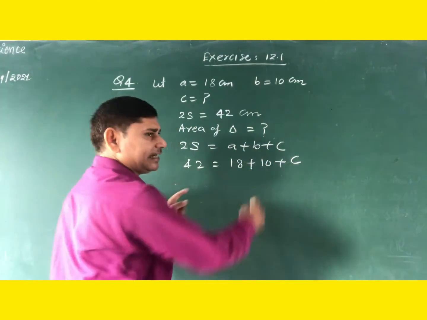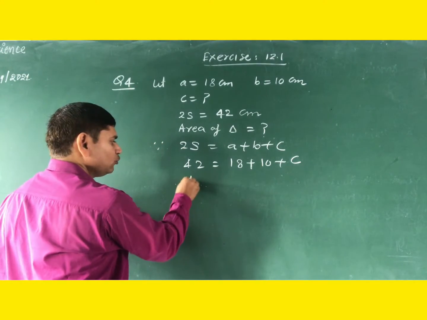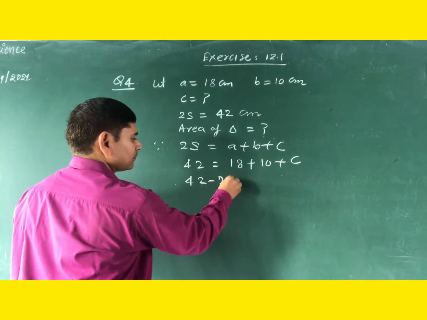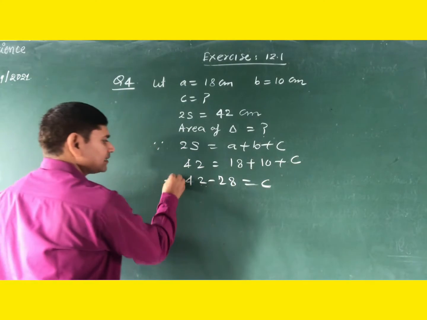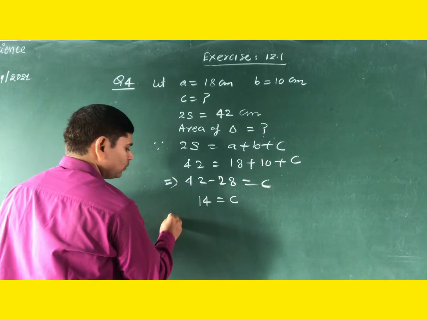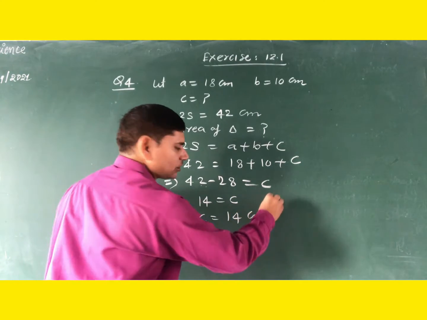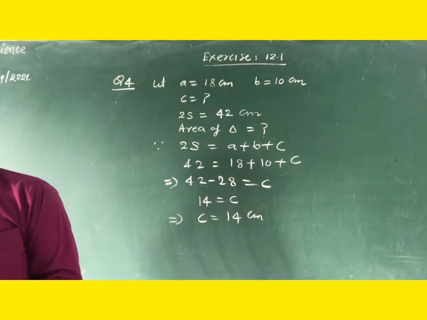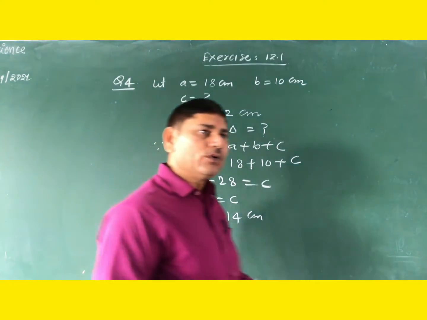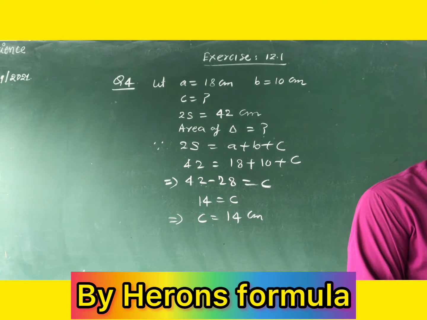So now 18 and 10 is 28. Transpose 28 to the left side, you will get 14 equal to c, means you can write it as c equal to 14, and the unit is always the same, that is centimeter. Okay, now you can find the area by using Heron's formula.